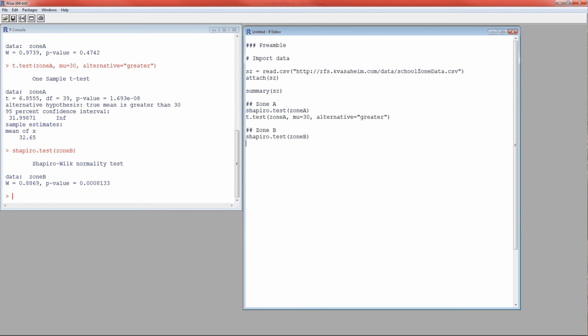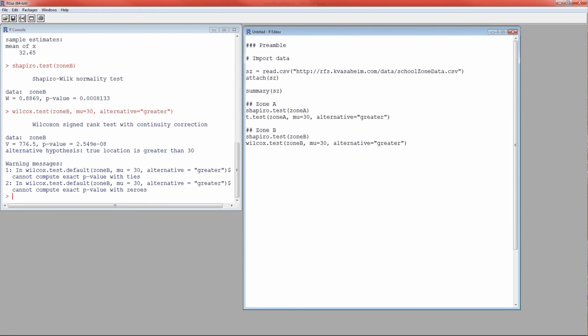So we use the Wilcoxon test, which is wilcox.test. Again, we have to specify mu, and again we specify the alternative. P-value is 2.549 times 10 to the negative 8th. Because the p-value is less than alpha, we reject the null hypothesis. Again, we conclude that the average speed through zone B is greater than 30 miles per hour.